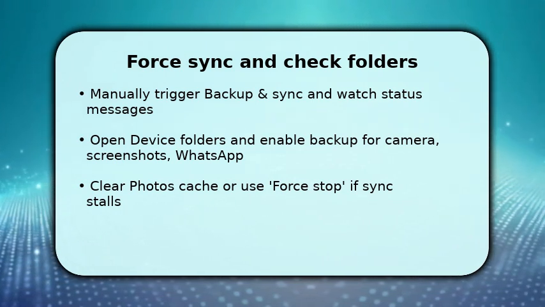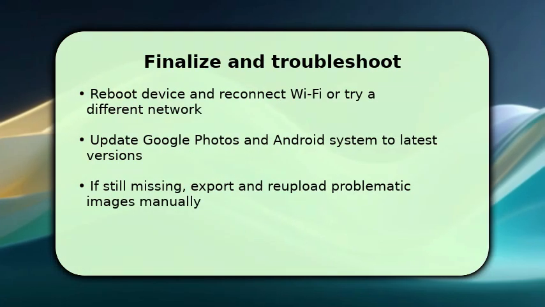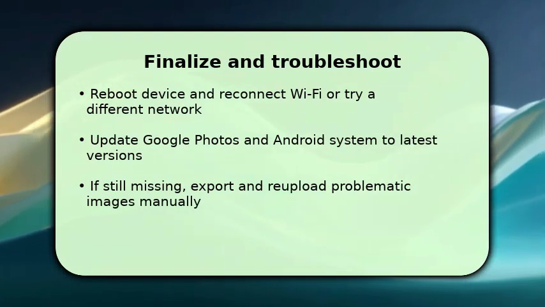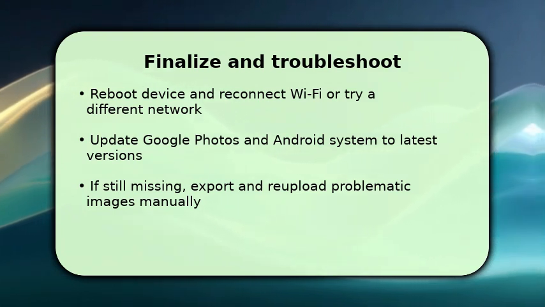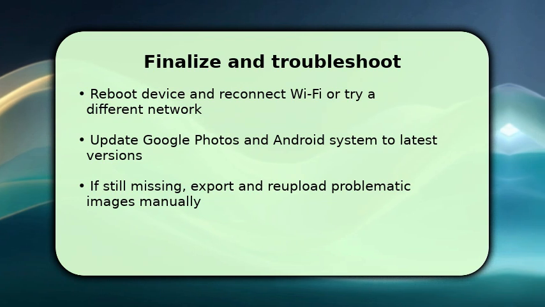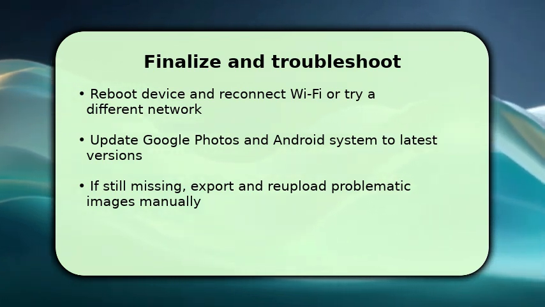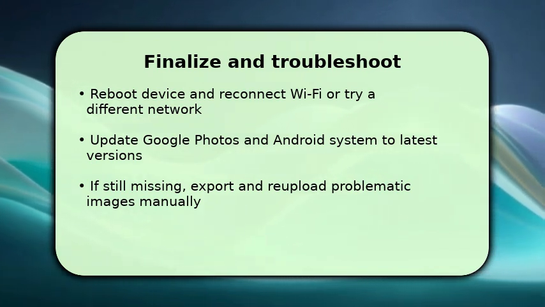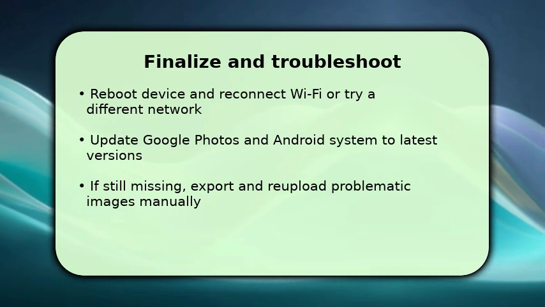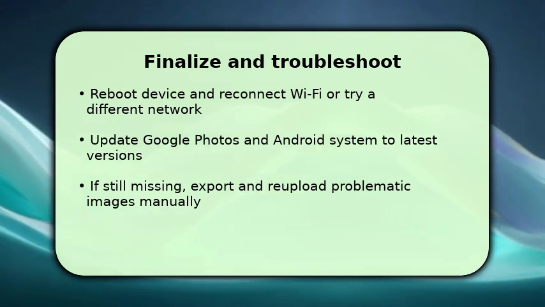Finish by ensuring a stable network and clean app state. Reboot your phone, reconnect to Wi-Fi, or switch networks to rule out connectivity faults. Make sure both Google Photos and Android are updated so you're not blocked by a bug. If selected photos remain absent, export them from their original folder and reupload to Photos. This forces inclusion and rebuilds their cloud metadata. If nothing works, one key tip: sign out and back into your Google account.